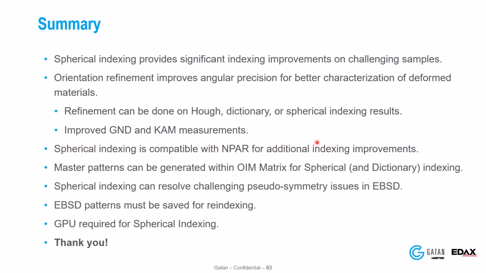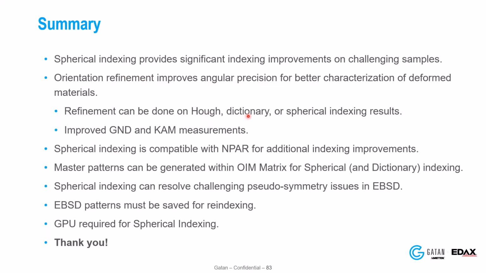Just to summarize, spherical indexing provides indexing improvements on what I call challenging samples. Bill asked me earlier, what about an easy sample, like that high entropy alloy? It can provide improvements there too on orientation precision. We have 30 years of the Hough working well on plenty of materials, but if you're interested in precision, spherical indexing can still lower your noise threshold on something like that. And so that's what I'm showing here for the second bullet: orientation refinement, angular precision improvements.